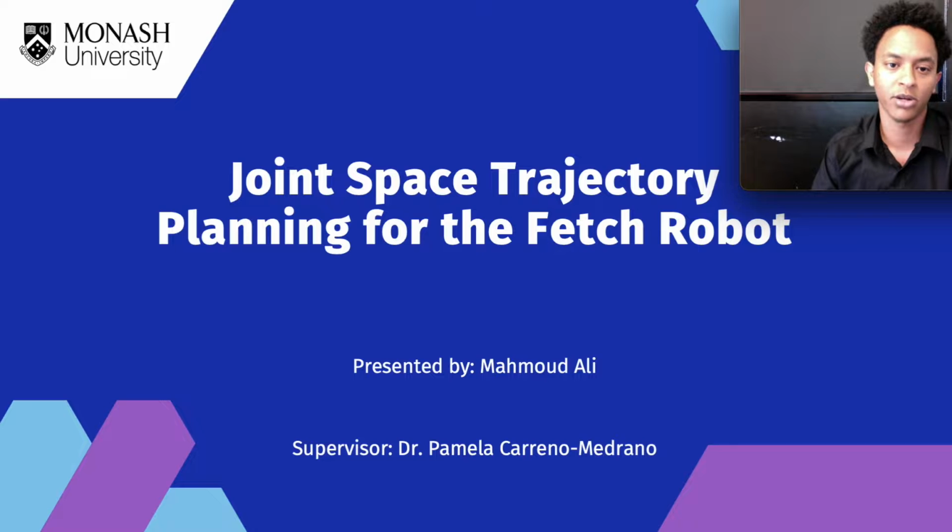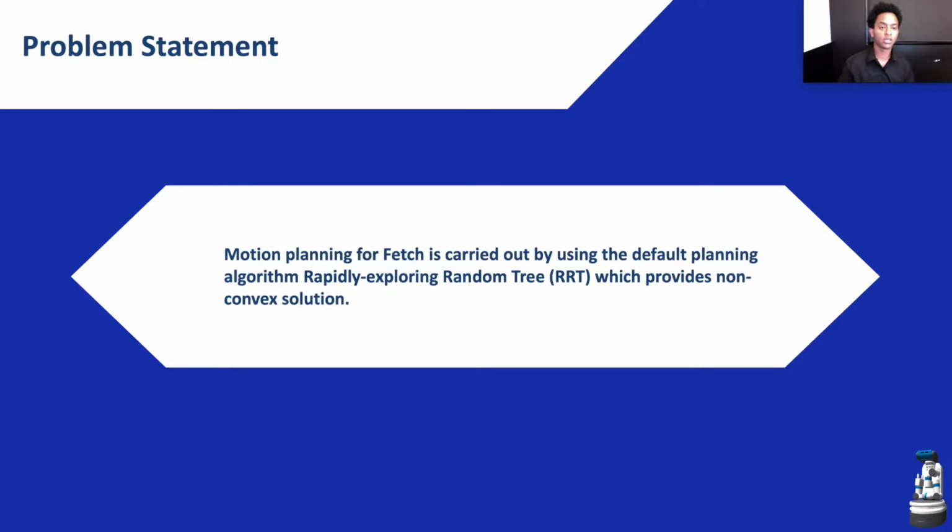Pamela Carino Madreno. Fetch Robot is a common robotics platform that is widely used for research purposes in the robotics lab. The motion planning for the Fetch robot is carried out by using the Open Motion Planning Library default planner, which is called Rapidly Exploring Random Tree, or RRT planning algorithm. RRT gives a non-convex solution, meaning the solution found or the generated trajectory might be different even though no changes have happened in the environment nor the task.